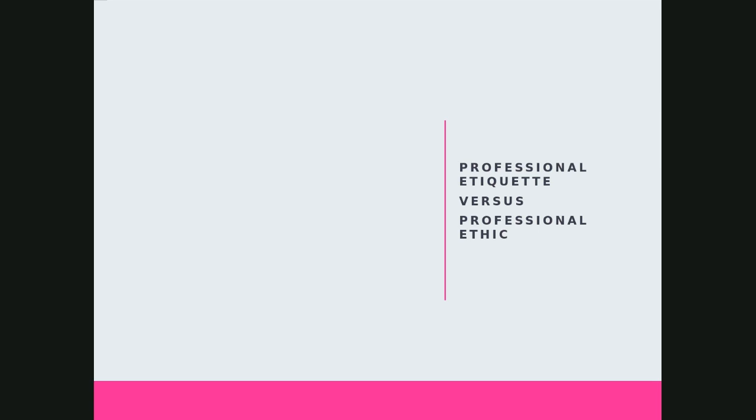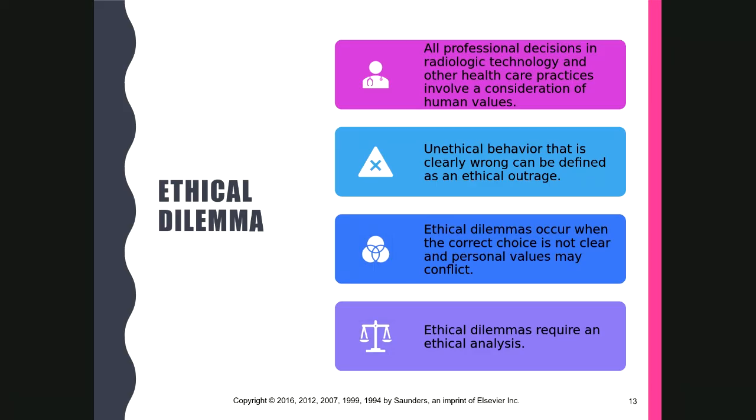When they talk about an ethical dilemma, and I said there are two or more competing moral norms, it says that all professional decisions in radiologic technology and other healthcare practices involve a consideration of human value, meaning you have to consider your patient, and any abilities or disabilities they have. You have to make it specific to that individual patient when you're making a decision about that patient. It can't just be a blanket decision across the board. You have to take into account who your patient is and what's going on with that patient.